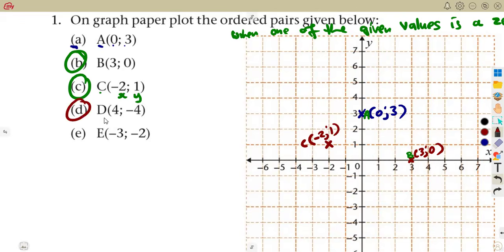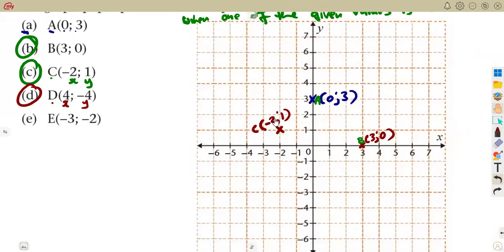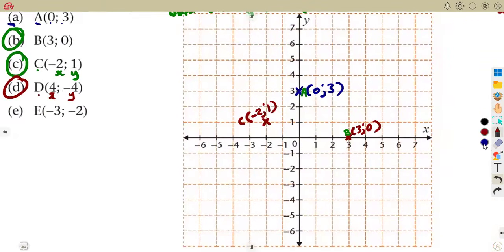D, there's point D there, which is 4, -4. Again, x, y there. X is what? It's 4. The x value is +4. Where are we having +4? In the x-axis, +4 here. Y is what? A -4. Where do we have negative? In the y values, -4 here. So where are they going to meet?